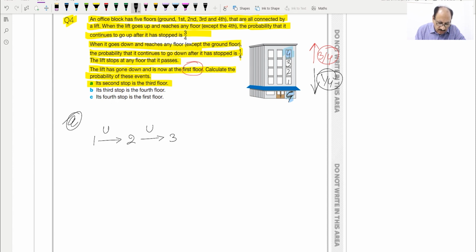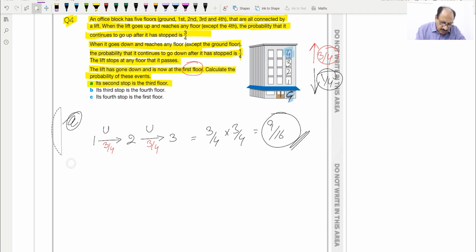So 2 times up it will be going, and for going up we know the probability is 3 by 4. So we will write here 3 by 4 and 3 by 4 because it is going up. So this probability will be 3 by 4 multiplied by 3 by 4. So this will be 9 by 16, and 9 by 16 will be the answer for A part.